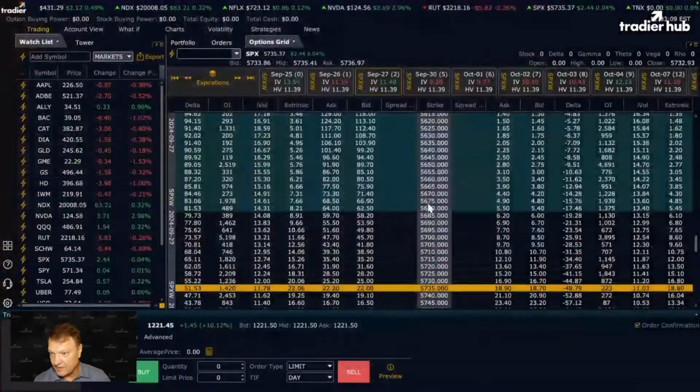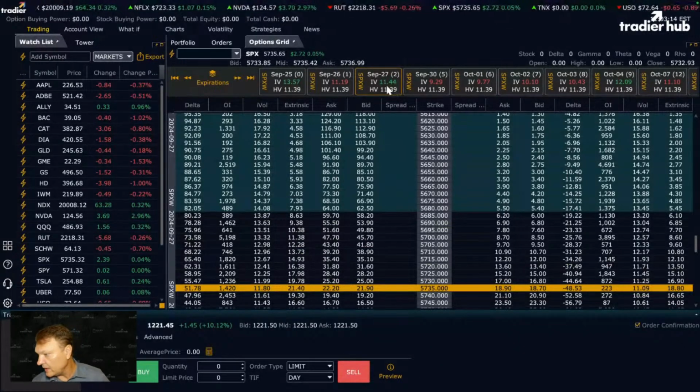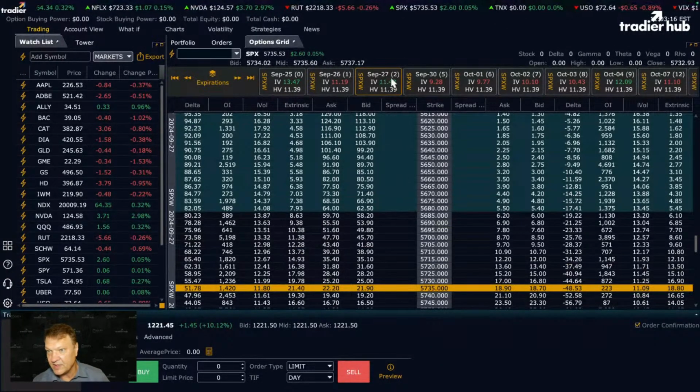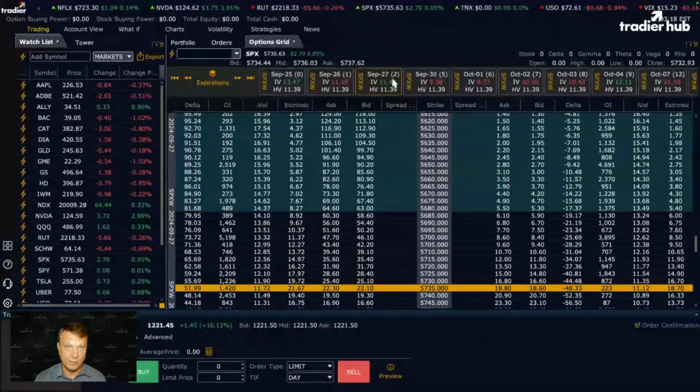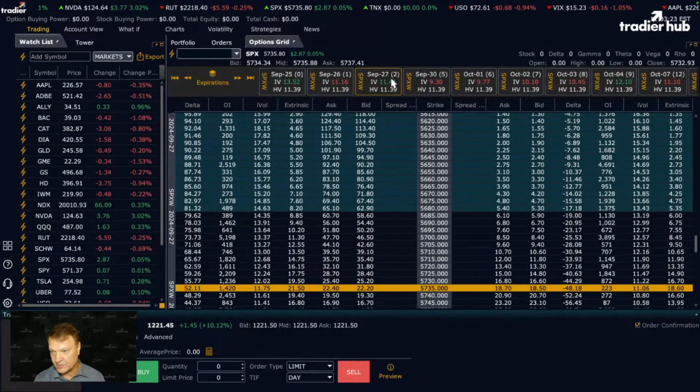So we have a net credit in the account based off of our trade, and we need the market to stay above 5655. Right now it's at 5430. So let's put the trade in. We're looking at the September 27th expiration. We have the rest of the day today, all day tomorrow, and all day Friday before this trade is done.